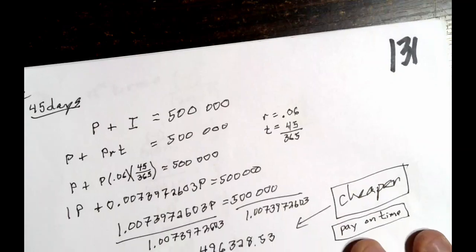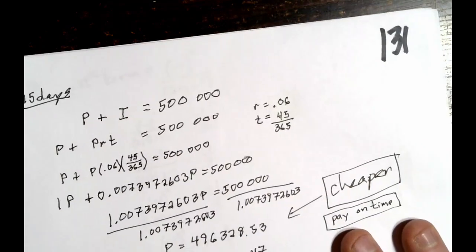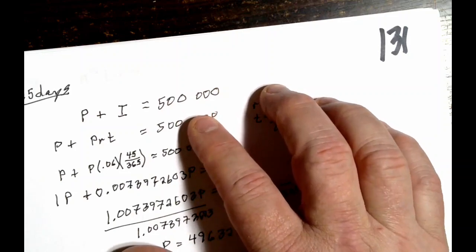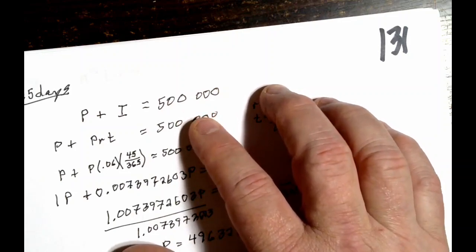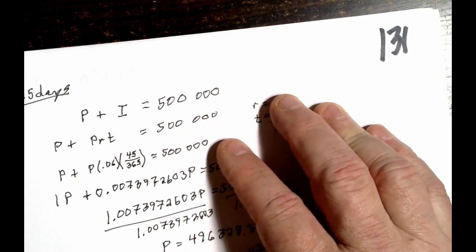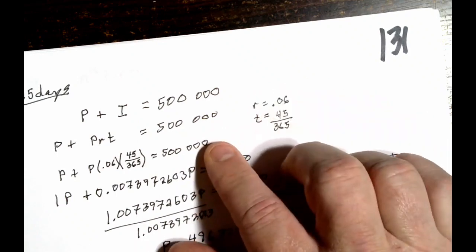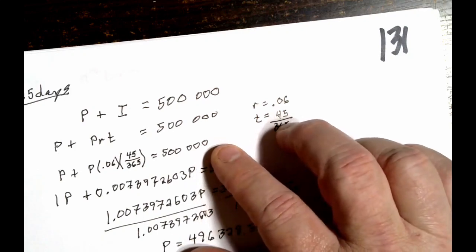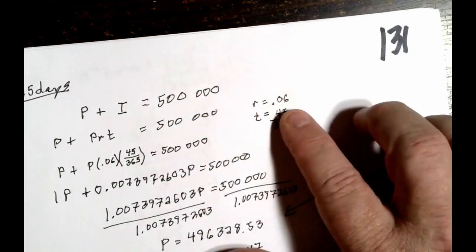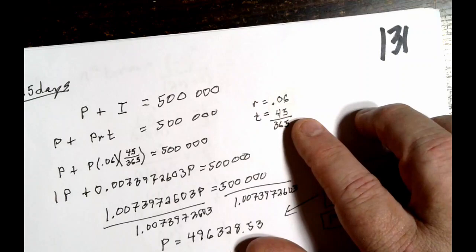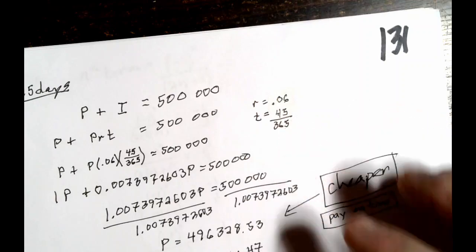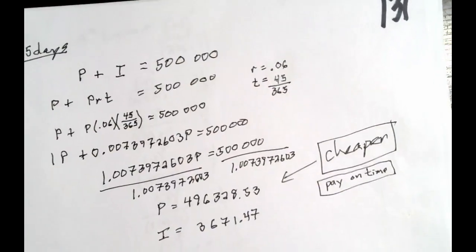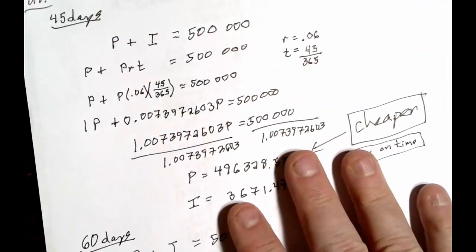21. A retailer owes a wholesaler $5,000. It's due in 45 days. If the payment is 15 days late, there's a 1% penalty charge. The retailer can get a 45-day certificate of deposit earning 6% simple interest, or a 60-day earning 7%. Okay, this is the 60-day and this is the 45-day.